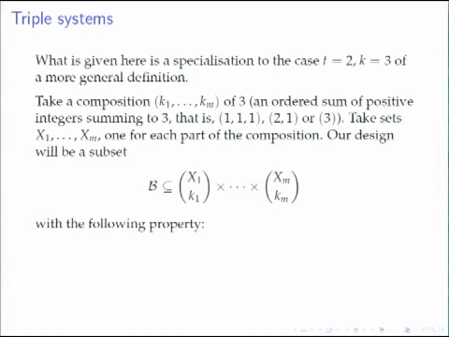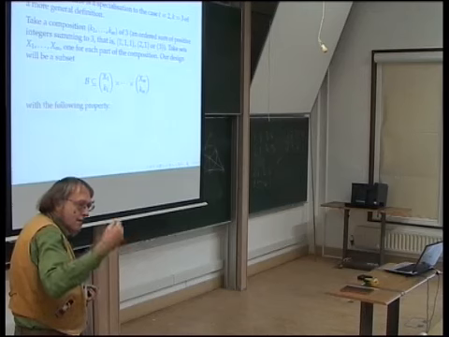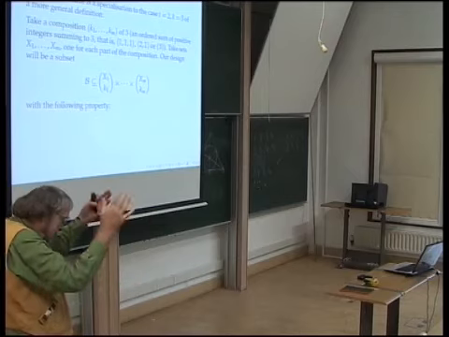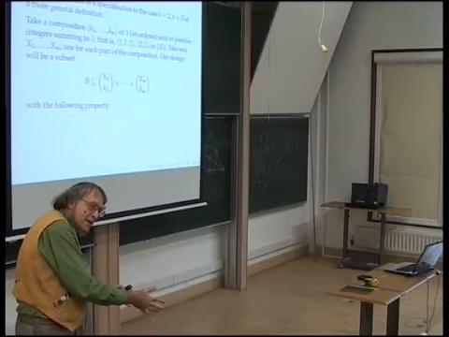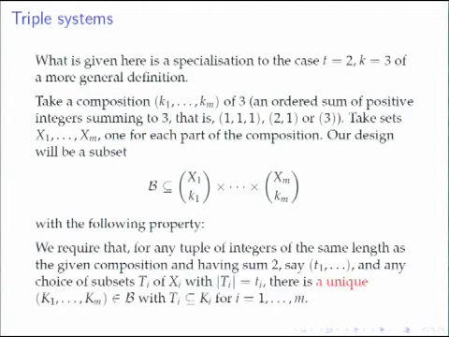So we choose sets x1 to xm, one for each part of the composition. We choose a block to consist of k1 points of x1, k2 points of x2, km points of xm. So for example, in the Latin square case, x1 is the set of rows, x2 is the set of columns, x3 is the set of symbols. Each entry of the Latin square picks out one row, one column, one symbol. In the Steiner triple systems, it's just one set, and a block is a set of 3 elements from that set.